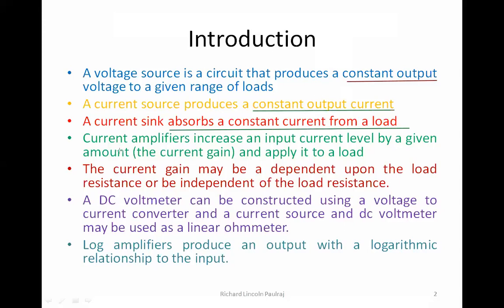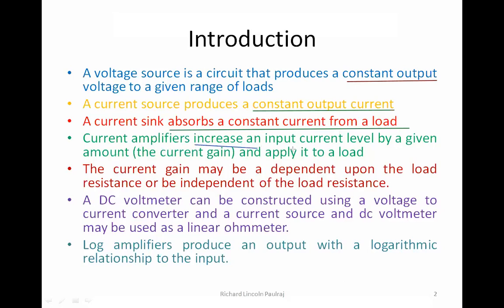The next one: current amplifiers increase an input current by a given amount and apply it to the load. It's pretty simple. You give a certain amount of current, and with the help of an op-amp I can use it as an amplifier, and at the output side I get the amplified version of the input: A_OL, the open loop gain, times V_I, or your input current I_I. So it is an amplified version.